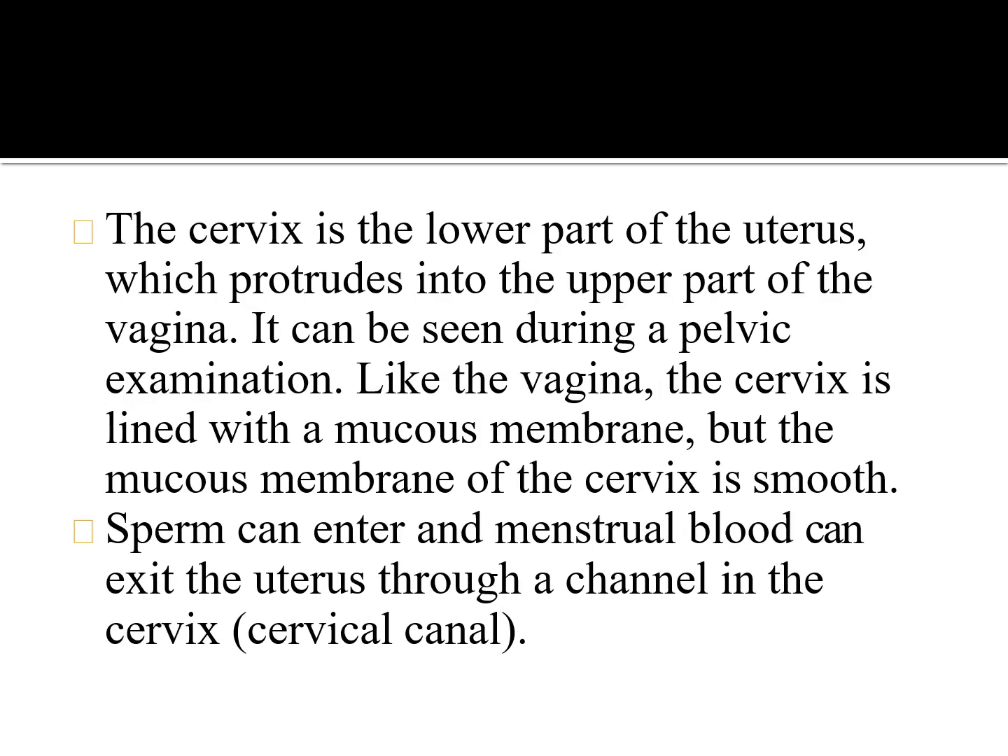The cervix is the lower part of the uterus which protrudes into the upper part of the vagina, and it can be seen during the pelvic examination. Like the vagina, the cervix is lined with a mucous membrane, but the mucous membrane of the cervix is smooth. Sperm enter into the vagina and into the cervix, and the menstrual fluid exits from the uterus through the cervix and later comes to the vagina.